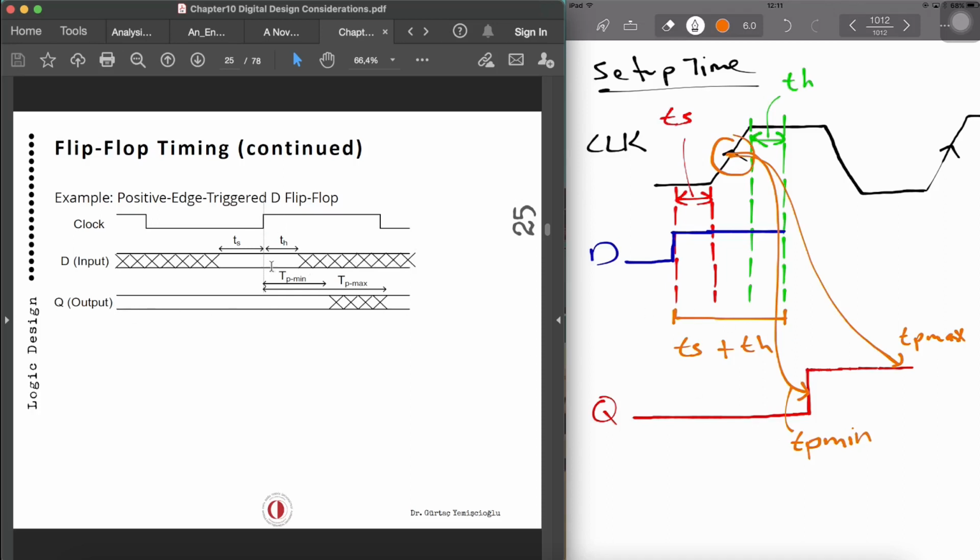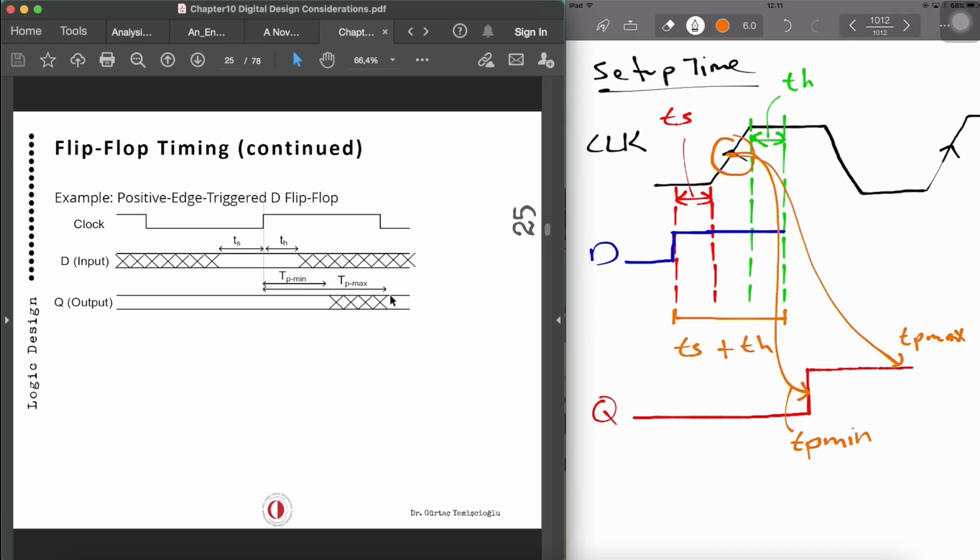And you can see the output reaction when the clock starts changing, the triggering. The first reaction that we see at the output, which is changing to 1, output follows input. And that is TP min, and then it stabilizes, and it starts to change again. That will give us the maximum propagation delay, respectively.